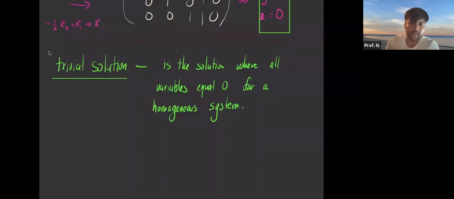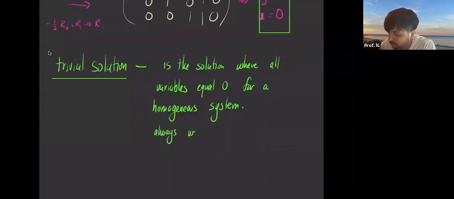You may have a system that's homogeneous that has more than one solution. And those are called non-trivial. And so we're going to be caring about that a lot more. We're going to be caring about whether systems that are homogeneous have only the trivial solution or more than the trivial solution. But the trivial solution always works for homogeneous systems.